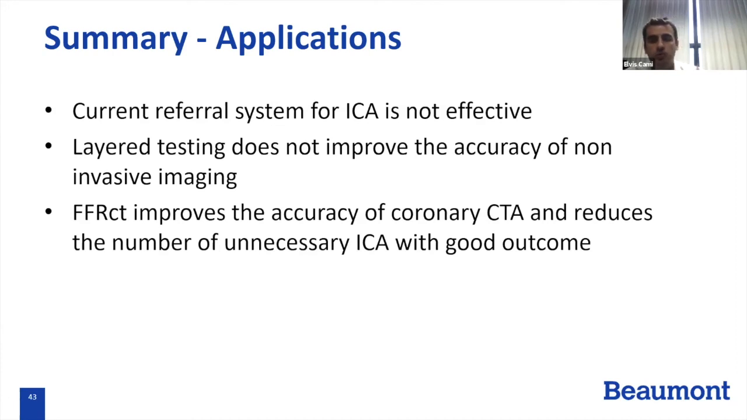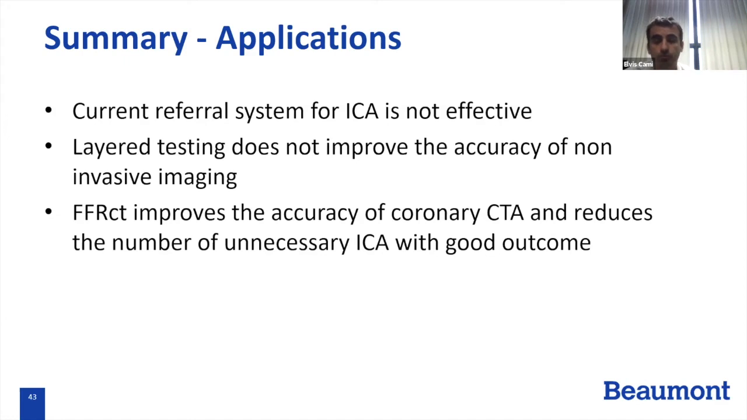Then we started to use FFRct, and we noticed that a lot of those, if you flash them, would have an artifact, like the RCA would be motiony and blurry, and then these patients would have disease, and we couldn't send it for FFR because the study was not good quality. So we stopped doing the flash on those patients. Now those patients get either a prospective scan or a retrospective scan so that we can do a full coronary read and be able to send it for FFR too.